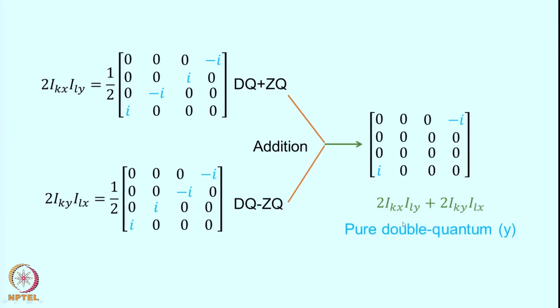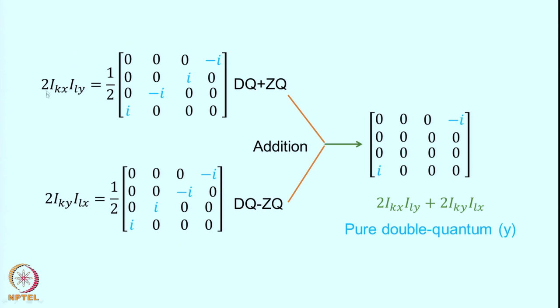So now what do I do? I have here the same elements represented, 2IKXLY, I put the same matrices here. So I have 0 0 0 minus I, 0 0 I 0, 0 minus I 0 0, I 0 0 0, this is DQ plus ZQ, and I put here DQ minus ZQ. Now I take an addition of these two, I take a sum of these, because in a density operator it may be that you will have combinations of basis operators.